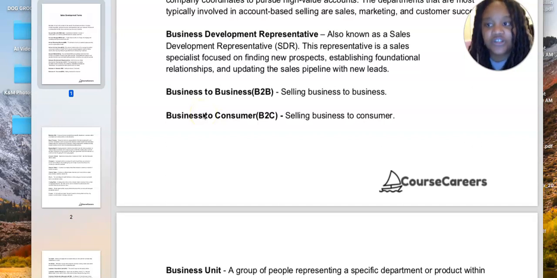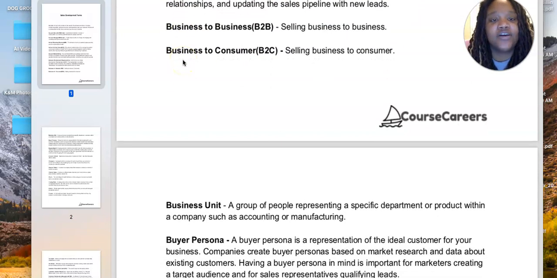But for this definition, and for the sake of course careers, it's also, as you can see, known as a sales development representative. This representative is a sales specialist focused on finding new prospects, establishing foundational relationships, and updating the sales pipeline with new leads. So I guess this definition does match, but a sales development representative is a little bit different than a business development representative.